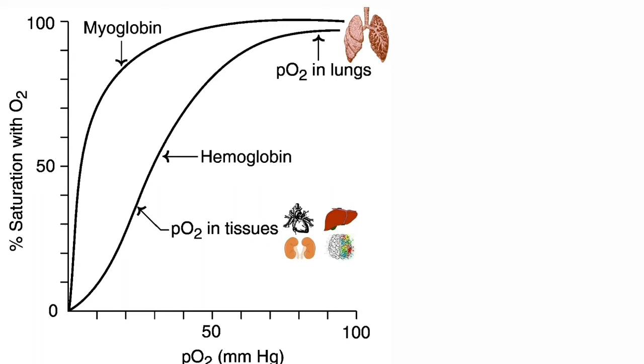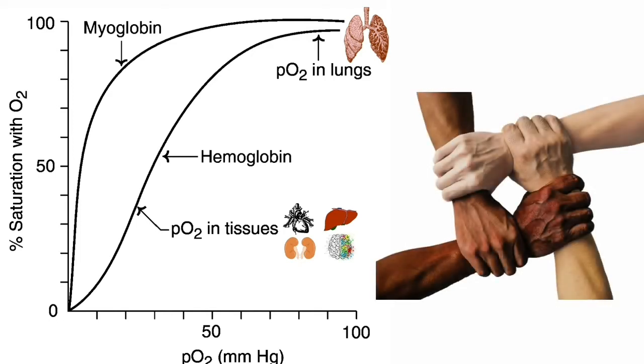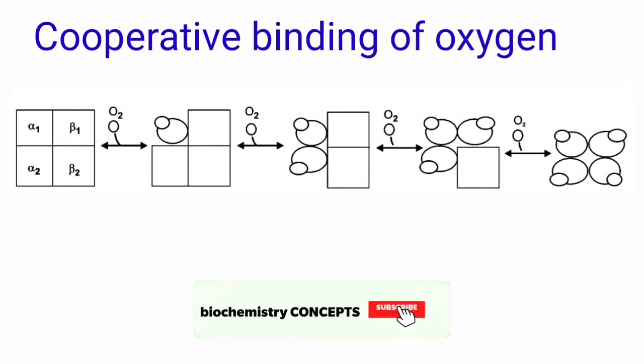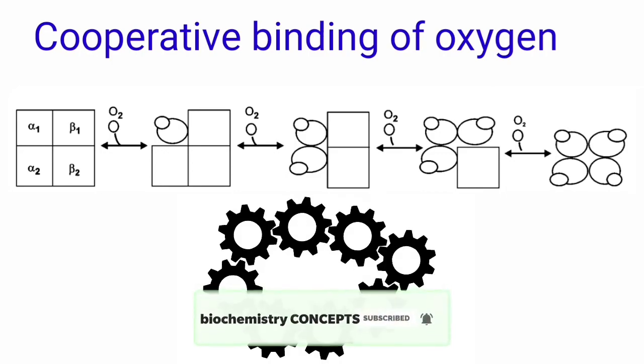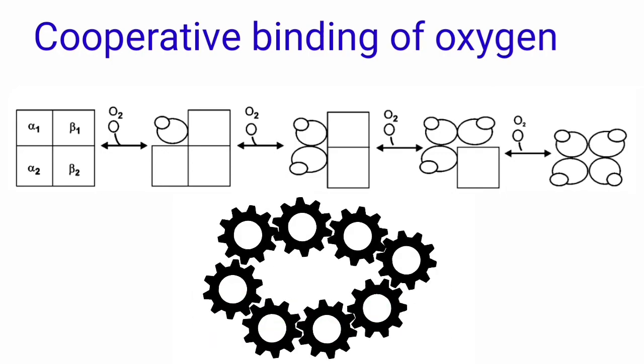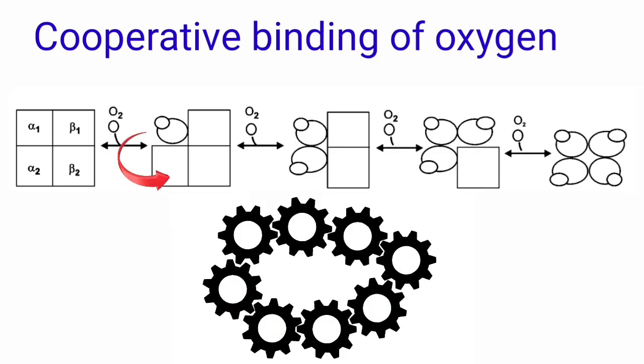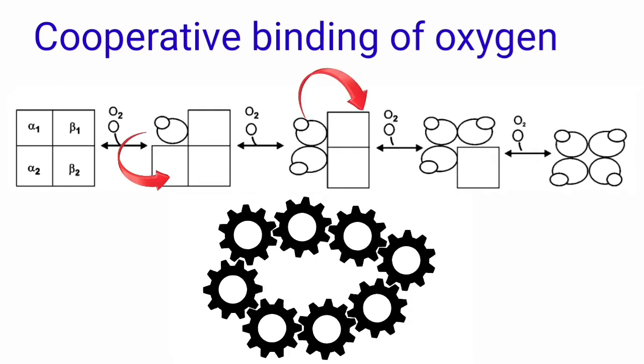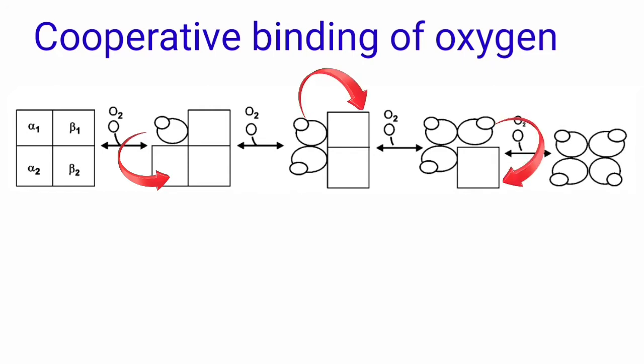The shape of the oxygen dissociation curve for hemoglobin is sigmoidal. This sigmoidal curve of hemoglobin is because of cooperative binding of oxygen. What is cooperative binding of oxygen? Binding of an oxygen molecule at one heme group increases the oxygen affinity of the remaining heme groups in the same hemoglobin molecule. This effect is known as cooperativity.